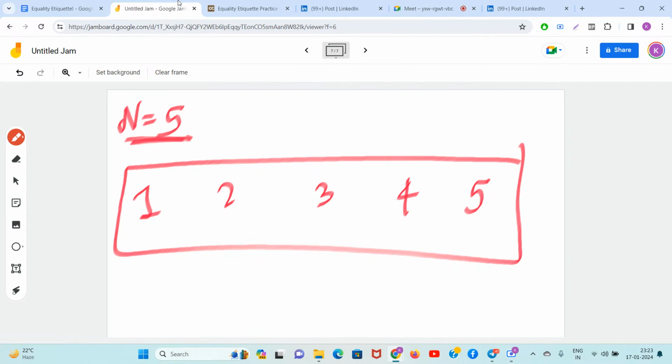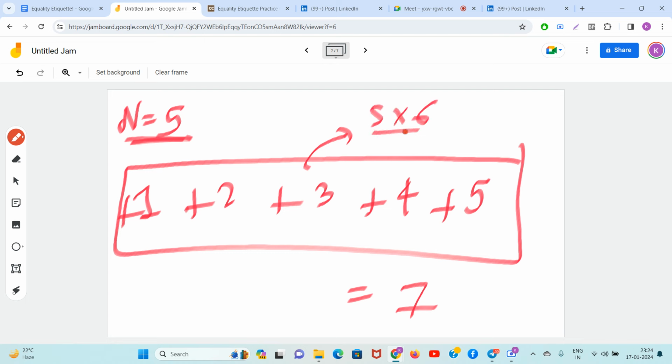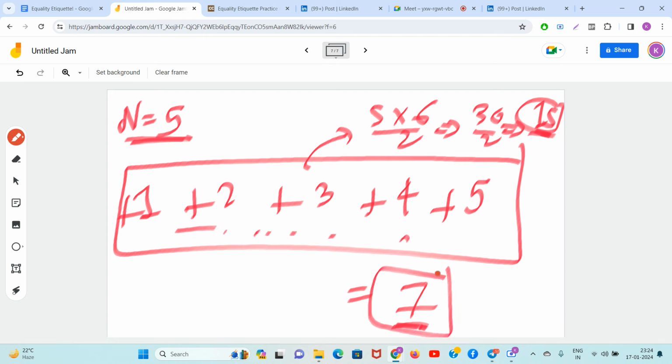Now guys, if I fix n equal to 5 for you and you want to make it equal to 7, how will you do that? How will you check if it is possible or not? What is the first common sense coming to your mind? First, you should try to check the positive sum of all the numbers, right? What is the positive sum of all the numbers? It is 5 into 6 by 2, which is 30 by 2, which is 15. So guys, this 15 is greater than or equal to 7, which means it is possible to put some minus signs here and get the 7. That's the very first observation.